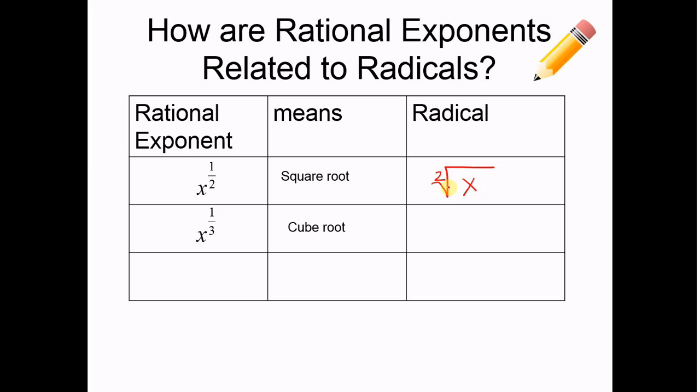X to the 1/3, that's the cube root. You probably haven't seen a cube root before. That is the cube root of x. So our little index is 3. X to the 1/4, that's a 4th root. That is the 4th root of x. Looks like that. Little index of 4. So these are always going to be little tiny numbers in the front there. That's all fine and dandy.